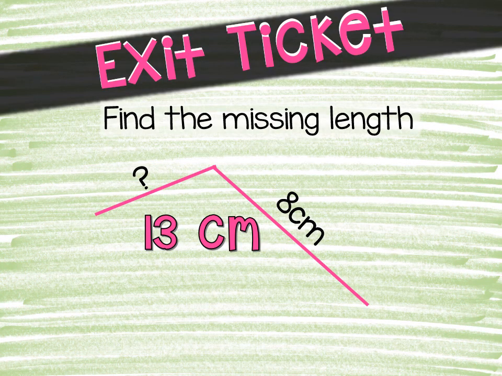Okay, for your exit ticket, I want you to try and find the missing length of that piece. The whole piece is 13 centimeters. One of our parts is 8 centimeters. So what's our missing piece? Answer your exit ticket, send it to me in a message. And if you have any questions about this lesson, send me those too.